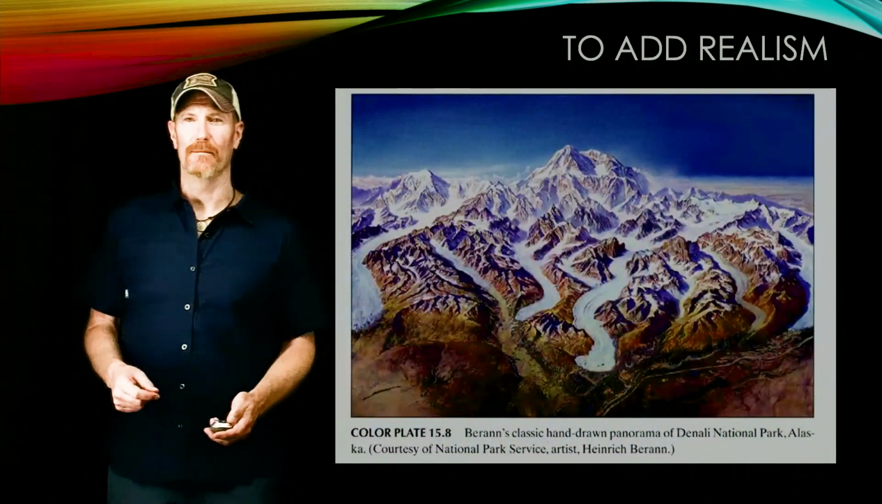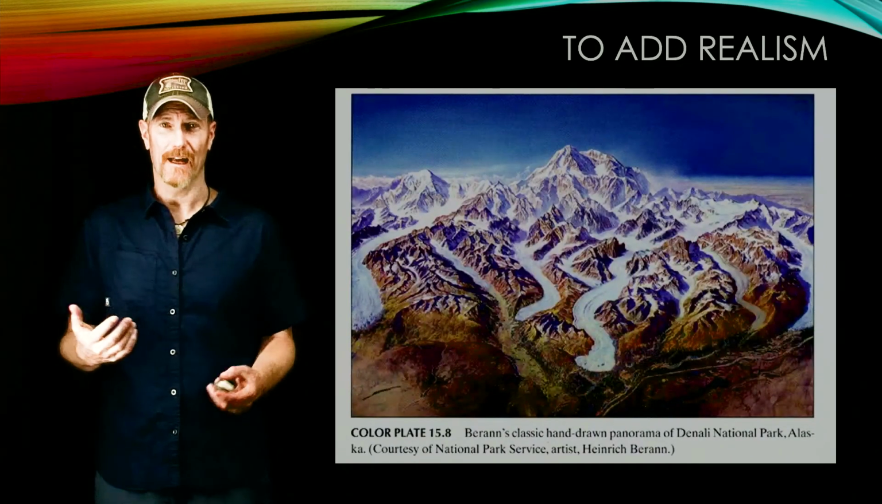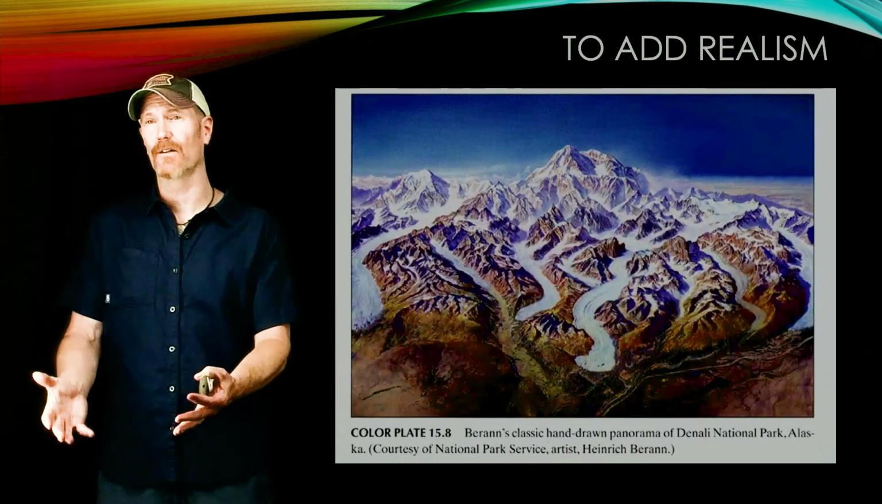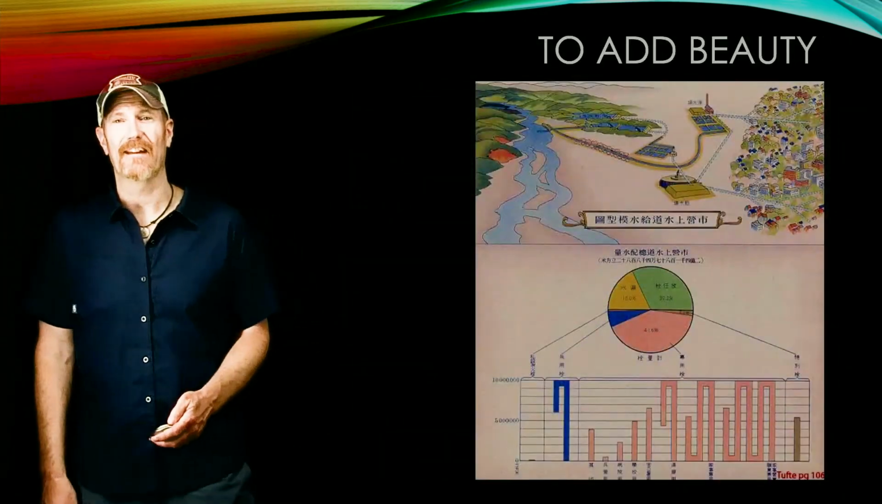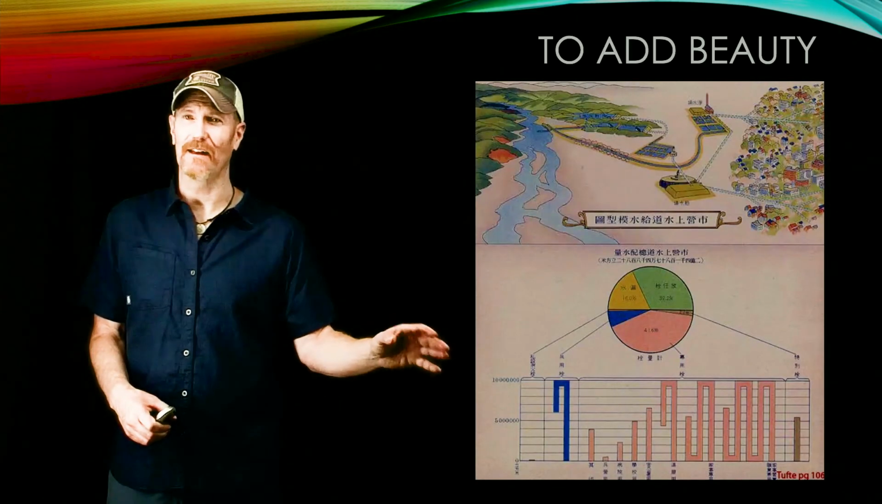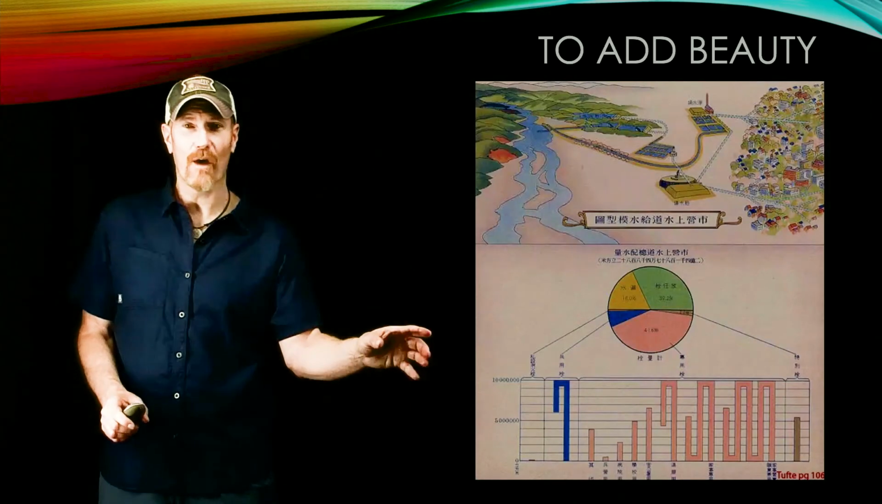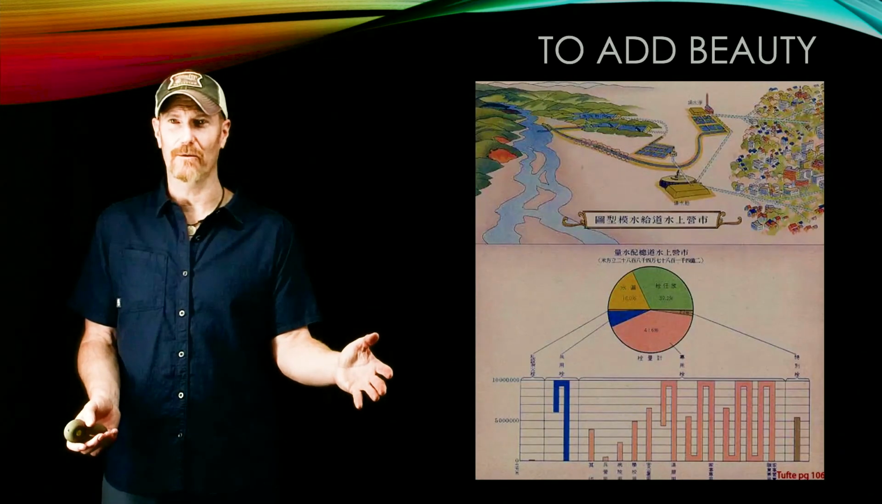To add realism, we'll be looking at a lot of Baran's work. But to take colors from nature and make your map actually look like it belongs in that landscape, right? And then to add beauty, right? Look at this map. Look at the use of color. It's in Japanese. I can't read a word on it, but I want to understand the data. I want to understand what it's showing just because it's so nice to look at.